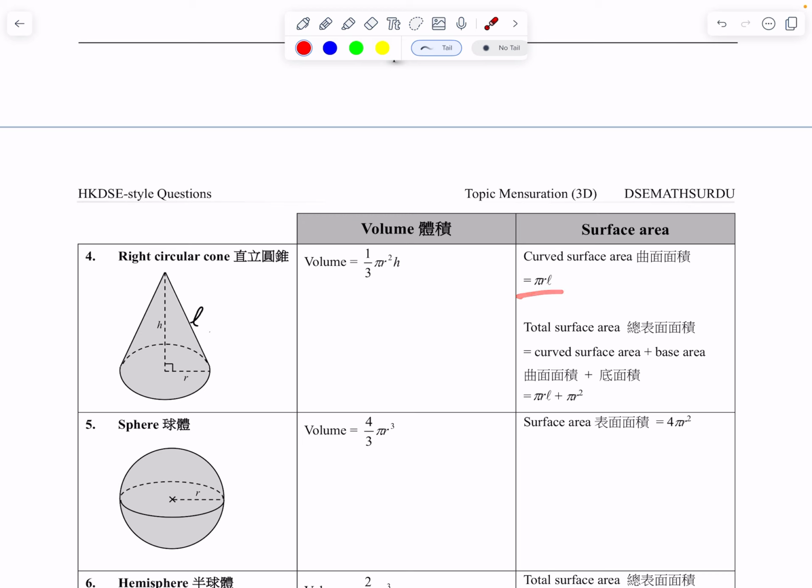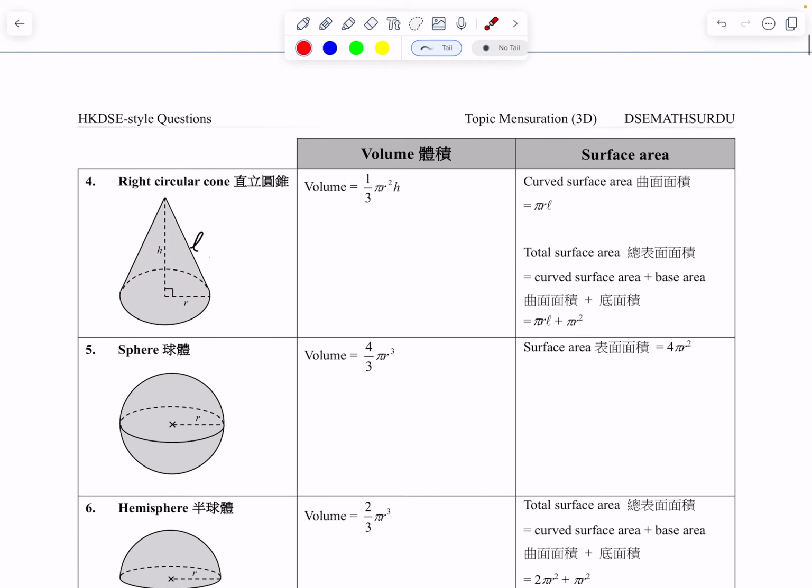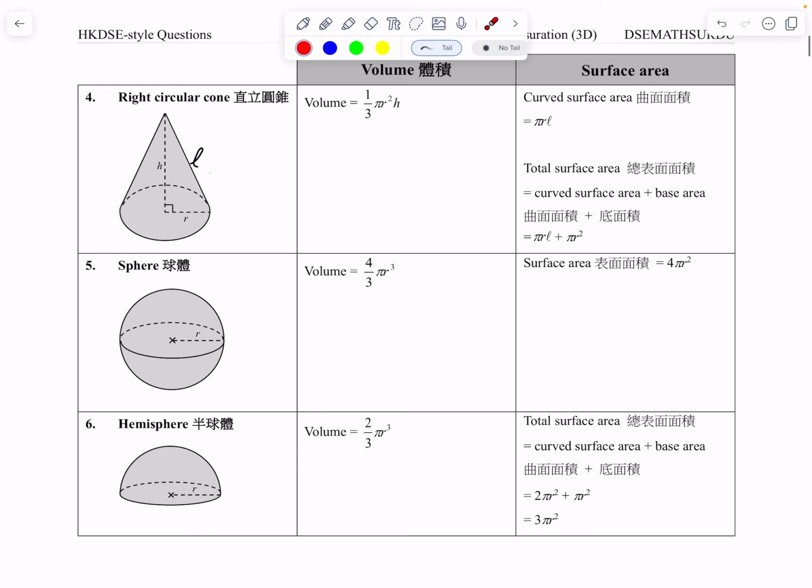Okay, pi r L. And then how about the total surface area? It's again this thing, the curve. The curve is pi r L, plus this thing at the bottom, pi r squared, the circle. All right. Now the rest of the things you actually need to remember very nicely. Sphere. Sphere is like a ball. So how do we remember it?